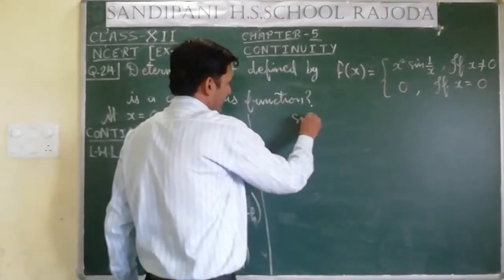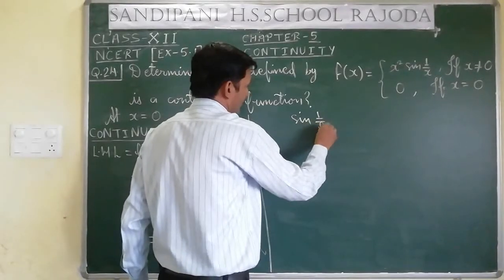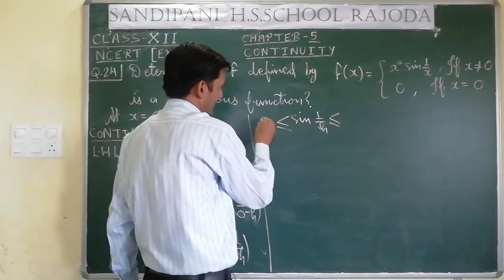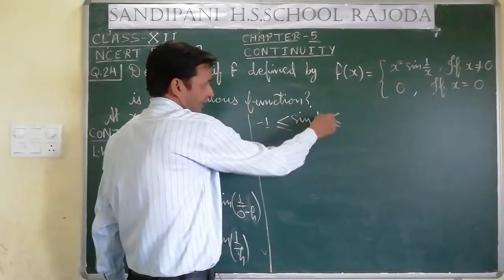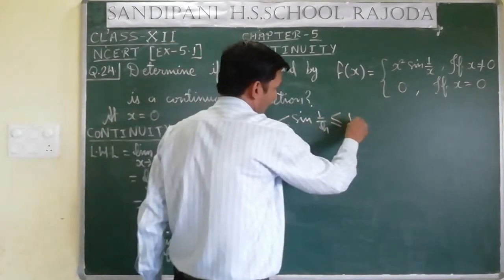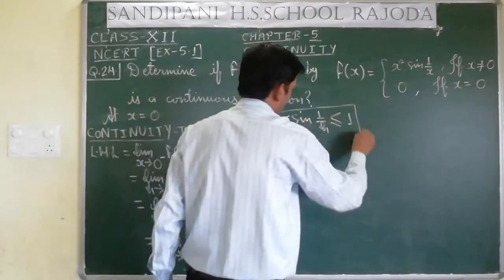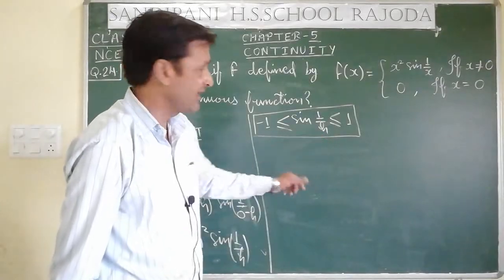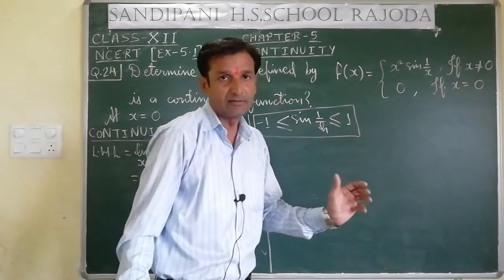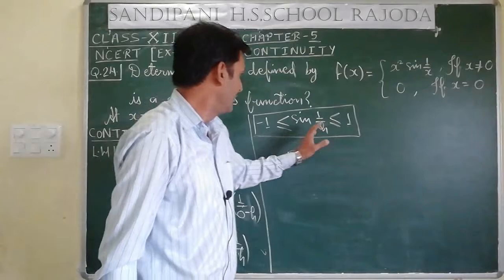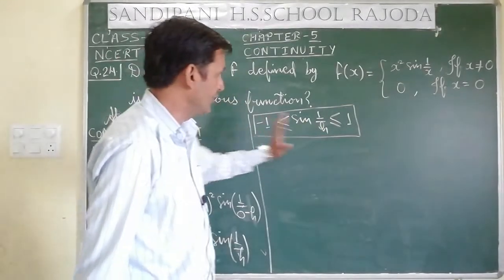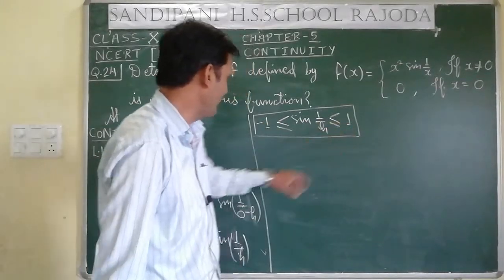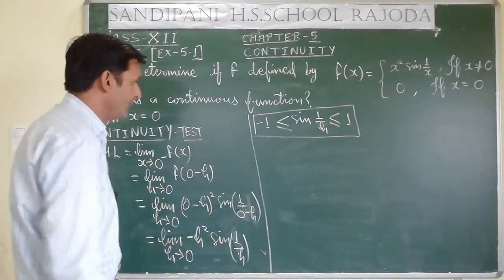have to mention sine 1 upon h is always less than or equal to, minus 1 is less than or equal to sine 1 upon h is less than or equal to 1. This is the part which is applicable here, because value of sine theta always lies between minus 1 and 1. Not less than minus 1, not more than 1. Means this is the finite quantity between minus 1 and 1.